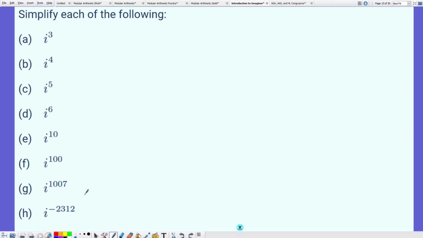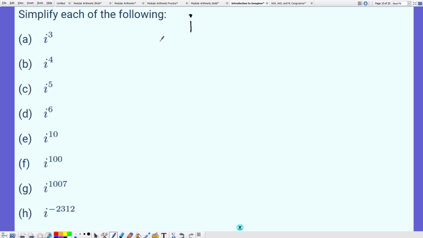We have i to the third, i to the fourth, i to the fifth, i to the sixth, i to the 10th, i to the 100th, i to the 1007th, and i to the negative 2312. Okay? This is just going to be using our exponent rules. So, let's start with some of the most basic foundation, right?